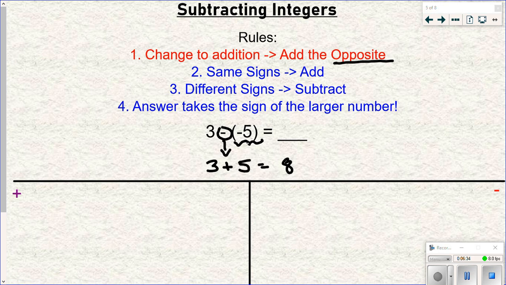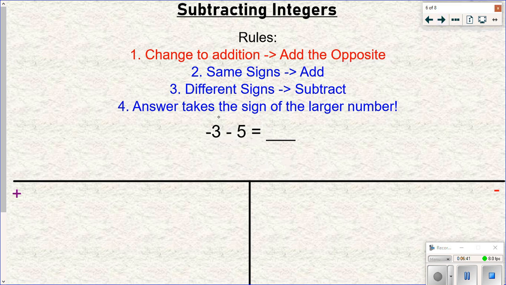So we can do this trick with any subtraction problem. We can change it into addition. Let's look at another one. Again, the first number here, I'm not going to change that. That's a common mistake I see students make, they want to change this first one. Don't change that. It's just add the opposite. So I'm going to change this to addition. And then what's the opposite of 5? The opposite of 5 is -5.